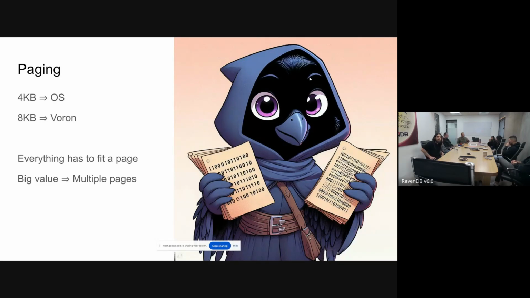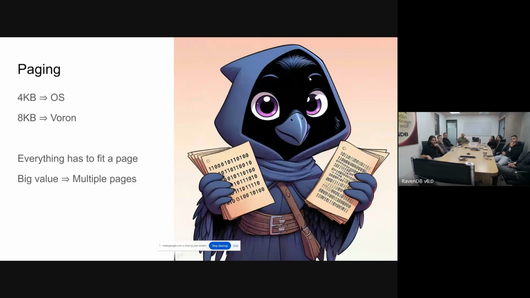Now, the unit in which we are working is called the page. In x86, it's always 4 kilobytes. In ARM, in Macintosh, for example, it's typically 8 kilobytes. Voron works in pretty much the same way, but it uses 8 kilobyte pages. Now, this is super important: everything is a page. Here you can see a cutie, and they hold a page with data. And everything has to fit into one page.